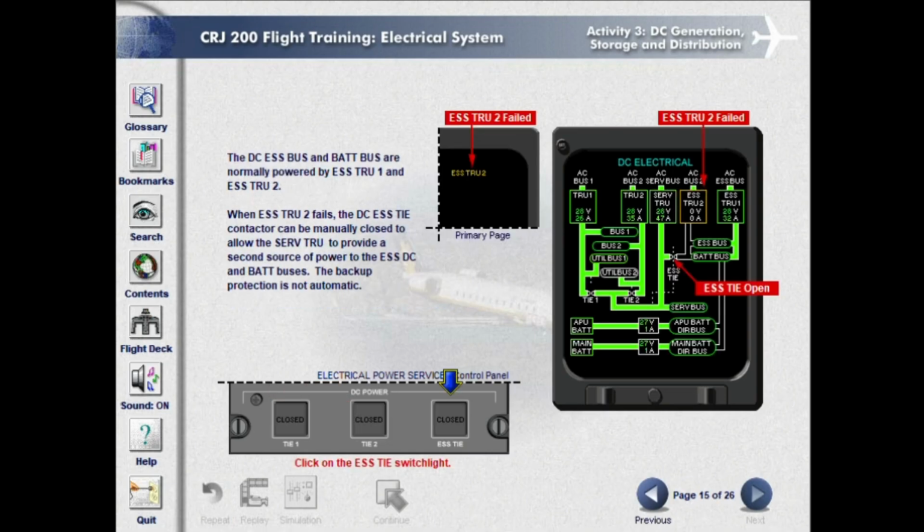The DC essential bus and battery bus are normally powered by essential TRU1 and essential TRU2. When essential TRU2 fails, the DC essential tie contactor can be manually closed to allow the service TRU to provide a second source of power to the essential DC and battery buses. The backup protection is not automatic.